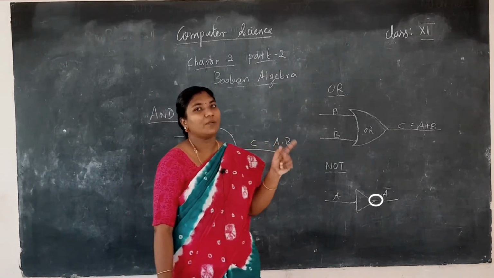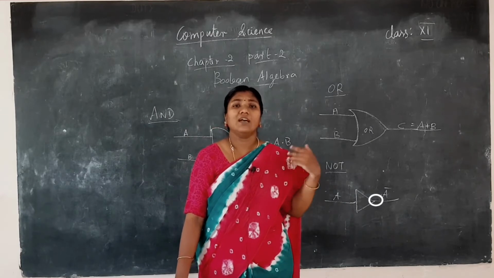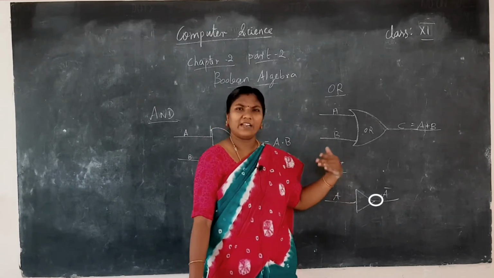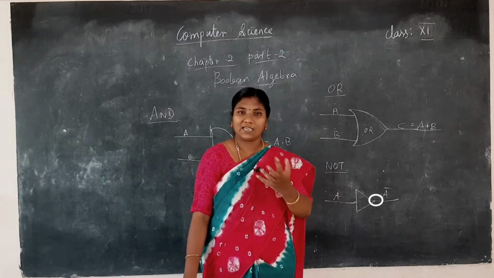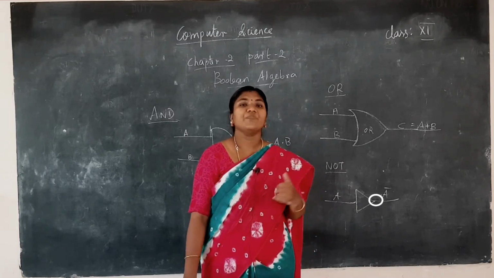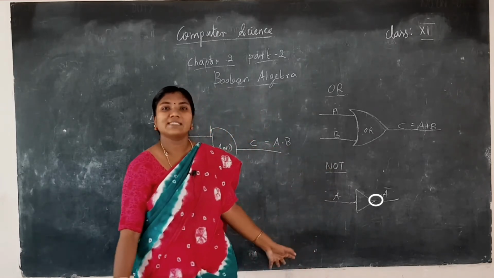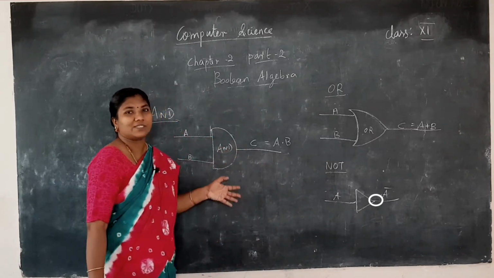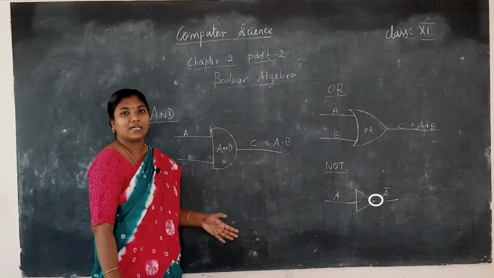Both AND and OR will have two inputs. Sometimes they may have another AND gate and OR gate. Let us see that in the upcoming videos. So these are the basic three circuits: AND circuit, OR circuit and the NOT.